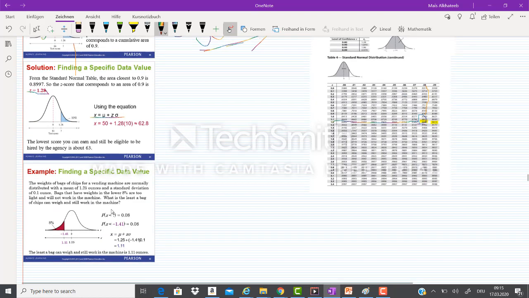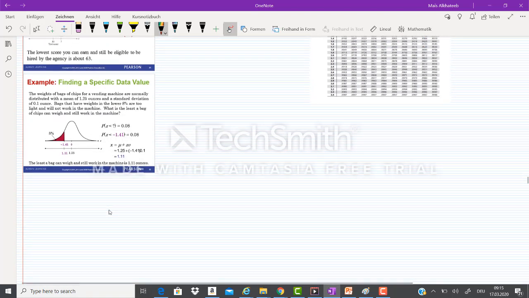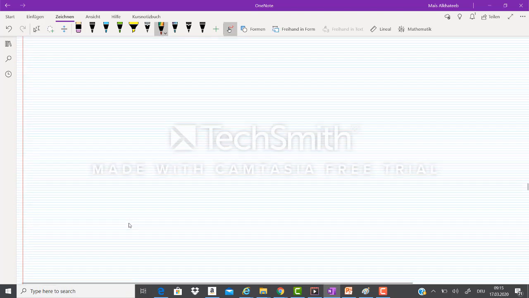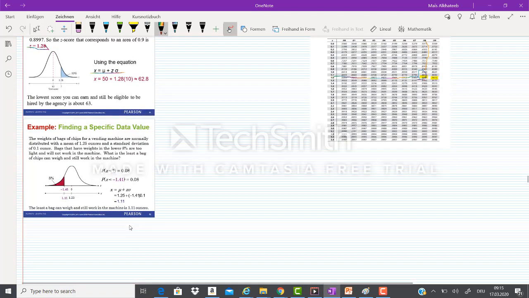I will move to another example now. This example is about finding a specific data value. The specific data value is the weight of bags of chips for a vending machine, which are normally distributed, with mean 1.25 and standard deviation 0.5.